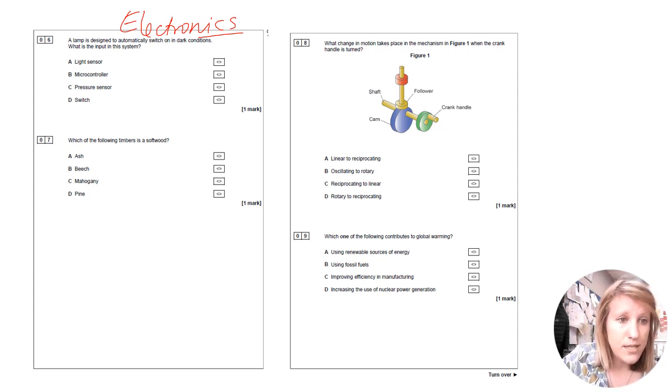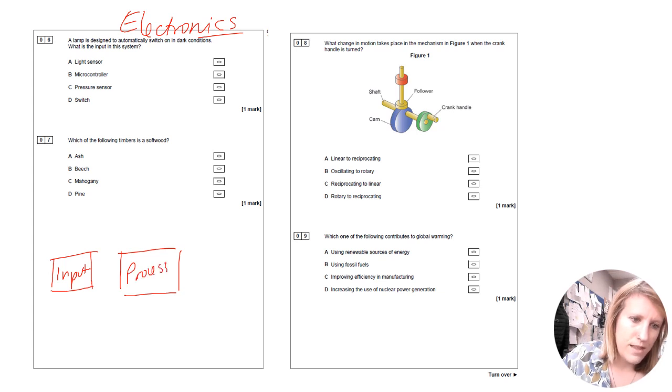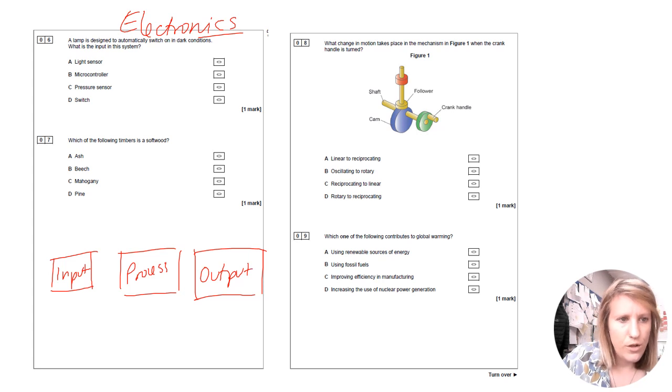So a lamp is designed to automatically switch on in dark conditions. What is the input in this system? So remember, all systems have an input. They have a process in the middle, and then they have an output. For a light to come on, it needs to sense something. That would be the input. So it's going to be a light sensor, because it's all to do with being dark conditions.